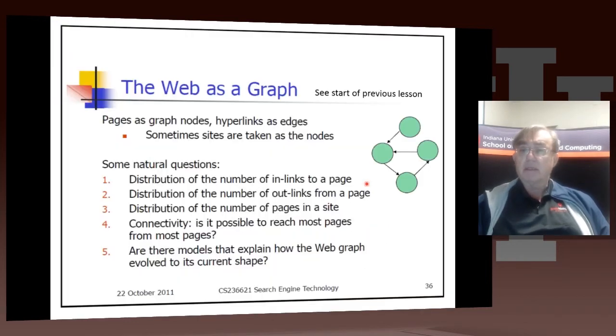We already pointed out at the start of the previous lesson the web is a graph. We've emphasized that in PageRank, and we will come back to that with particular graphs when we find PageRank in the software lesson later on. And there are all sorts of things you can study: the number of pages pointing at a given page, the number of pages that a given page points to, the number of pages on a particular site, and what the connectivity is, and how all this happened and how it's evolving.